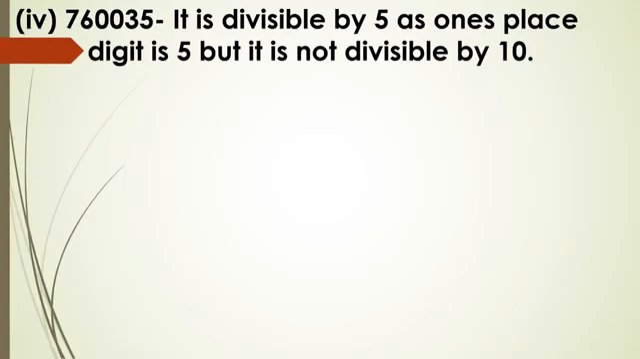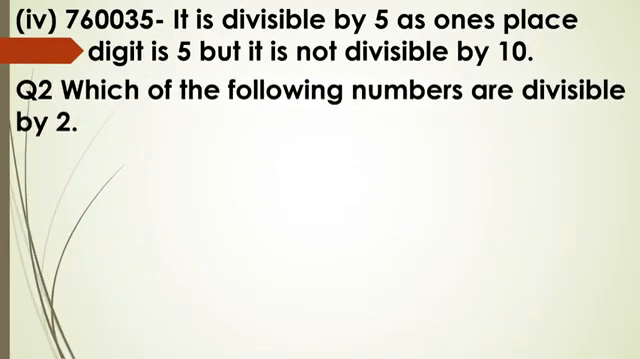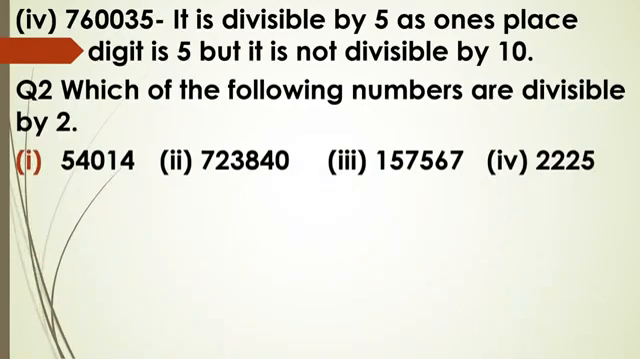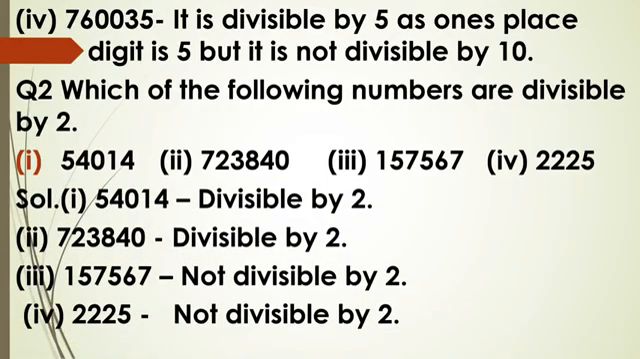Question number 2. Which of the following numbers are divisible by 2? In the first number, the ones place digit is 4. It is divisible by 2. Second, the ones place digit is 0. It is divisible by 2. Third, the ones place digit is 7, which is not divisible by 2. And in the fourth, the ones place digit is 5, which is also not divisible by 2.